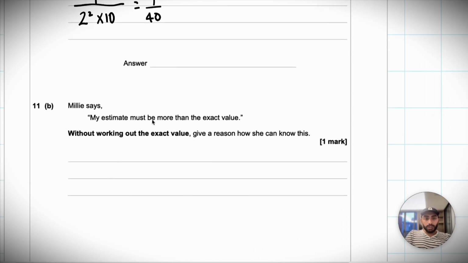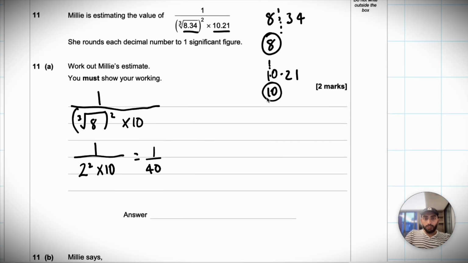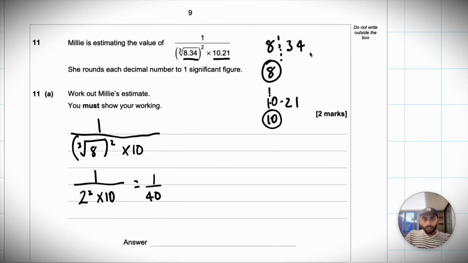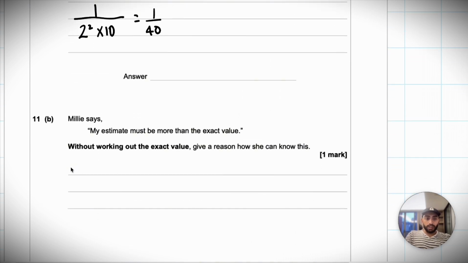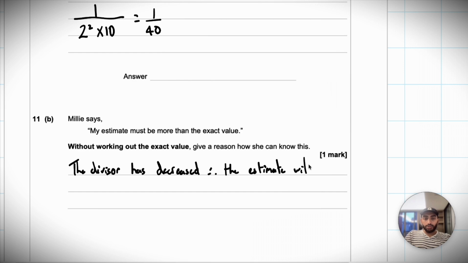Part B, my estimate must be more than the exact value. Without working out the exact value, give a reason how she can know this. If we take a look at these two numbers, we can see that this one has been rounded down, and we can also see that this one has been rounded down. So we made this number on the bottom, the divisor, smaller. If you're dividing by smaller numbers, you're going to get a larger answer. If you're dividing by larger numbers, you're going to get a smaller answer. So we can just say the divisor has decreased, therefore the estimate will increase.